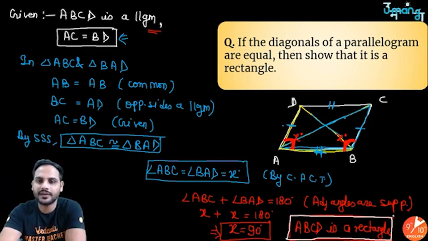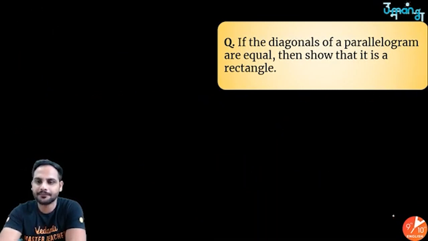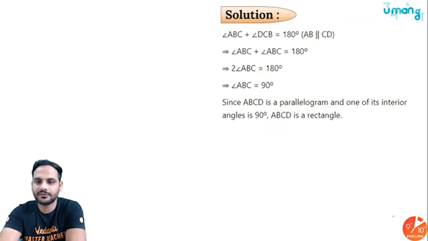Got it? So this is how I can say that since in a parallelogram, any one angle is 90 degree, it will be a rectangle. So ABCD is a rectangle. Got it? So this is how this question will be solved.